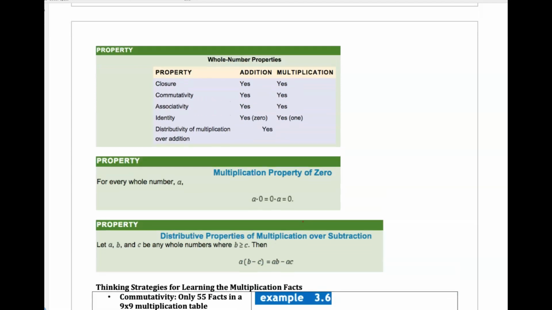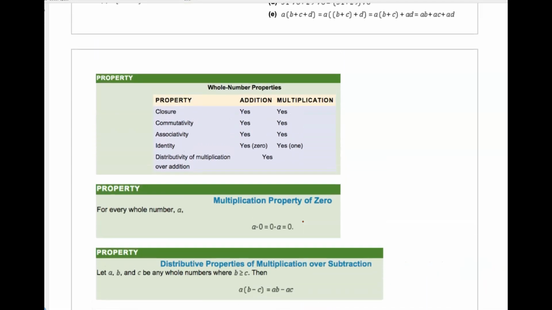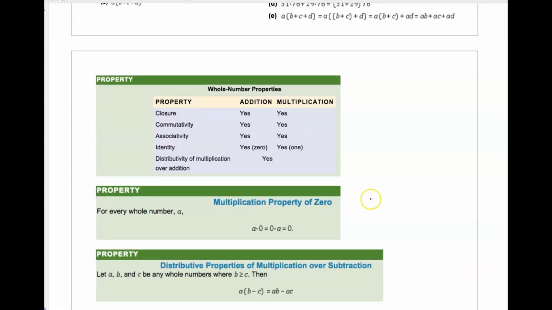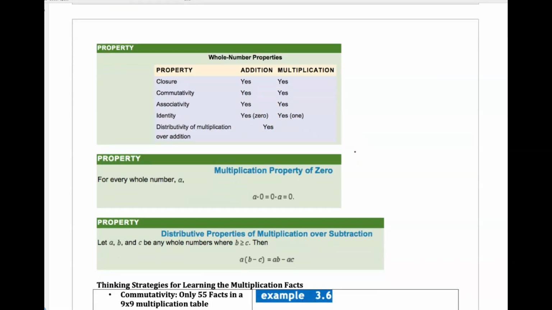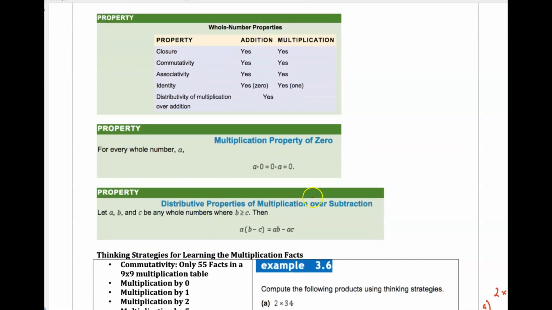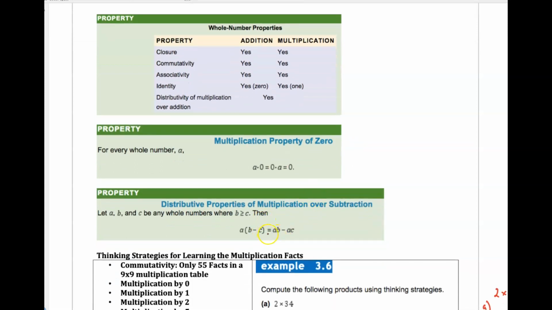I think that would be it for now. You can look at these properties here real fast. Which properties do addition and multiplication share? They share them because they're related to each other. Anything times 0 is 0, and the distributive property works for subtraction.